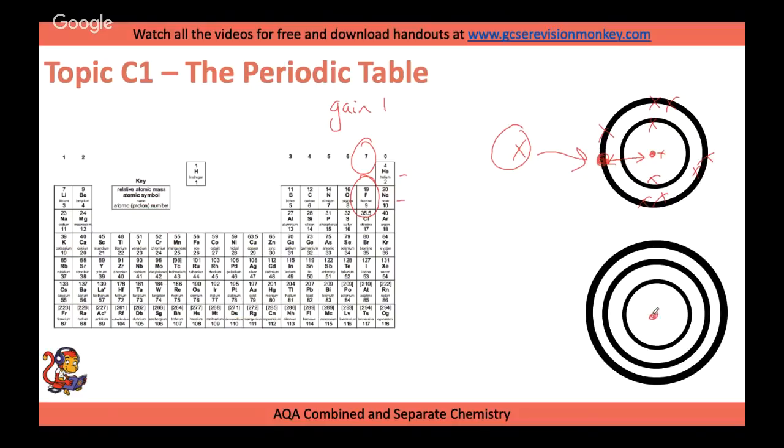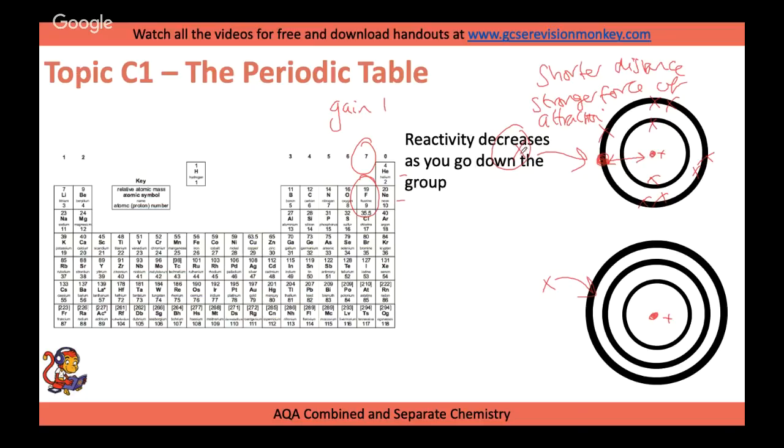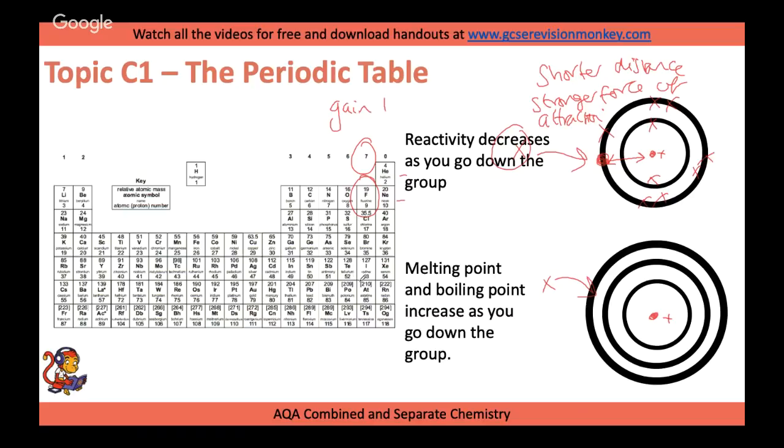If you have the positively charged nucleus which is trying to attract the electron quite far away, then it's going to be more difficult. So in this case, you want a short distance and you have a stronger force of attraction between the positively charged nucleus and the electron you're trying to gain. So actually for group 7, the reactivity is highest at the top and it decreases as you go down. And remember I said the opposite with the melting and boiling points, so they increase as you go down.